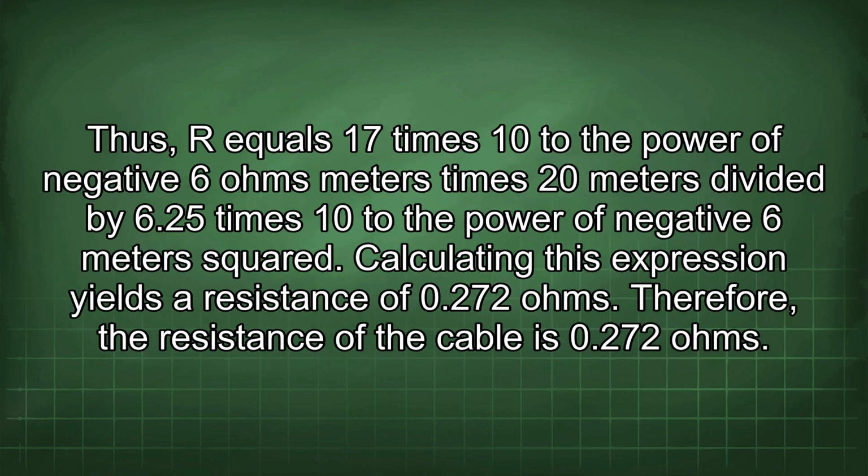Thus, R equals 17 times 10 to the power of -6 ohms meters times 20 meters divided by 6.25 times 10 to the power of -6 meters squared. Calculating this expression yields a resistance of 0.272 ohms. Therefore, the resistance of the cable is 0.272 ohms.